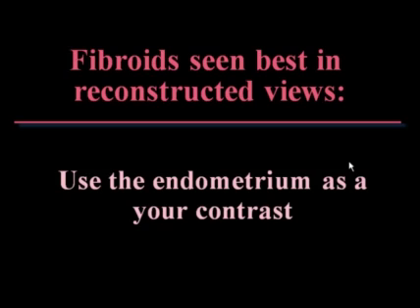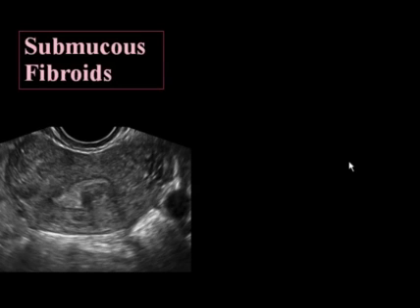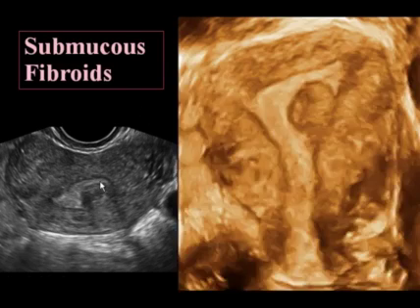Now the fibroids are best seen in the reconstructed views. You can use the endometrium as a contrast media. Here is a fibroid. It's located within the cavity in part, but with 3D you can see exactly where it is, how far into the cavity it protrudes, and where exactly in the cavity it sits.